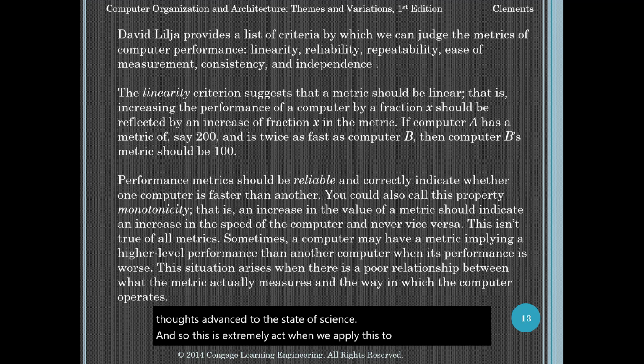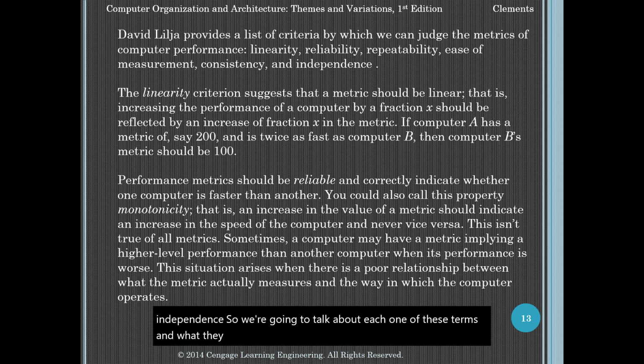And so this is extremely apt when we apply this to performance. We need numbers to measure performance. But what numbers? How do we interpret these numbers? So let's talk about David Lilja. He provides a list of criteria by which we can judge the metrics of computer performance: linearity, reliability, repeatability, ease of measurement, consistency, and independence. So we're going to talk about each one of these terms and what they mean so that we can start to understand where we are with the numbers.